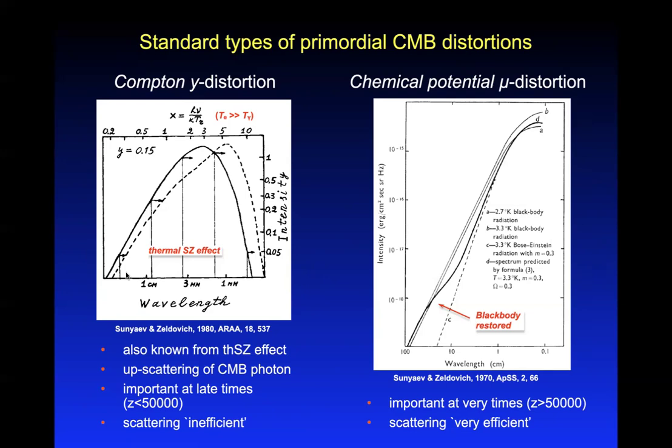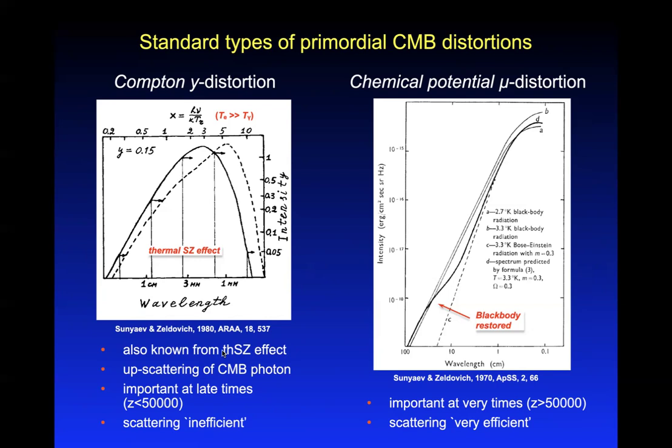So this distortion is in the inefficient scattering regime, and it would be relevant at low redshifts, which for me is redshift 50,000 or so. Of course, for those people that are thinking about early universe physics, this is not even that low a redshift, for people that are looking at galaxies, for example.